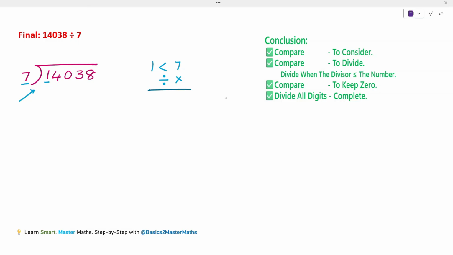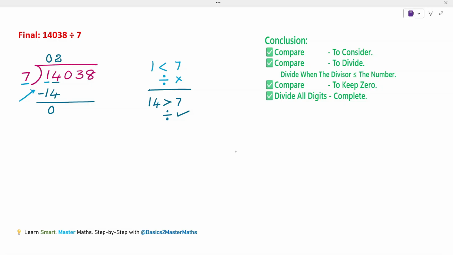Therefore, keep 0 in the quotient and consider the next digit also for the division. Now, the number considered is 14, which is greater than 7. Hence, you can divide. 7 2s are 14. You got 0 as the remainder.